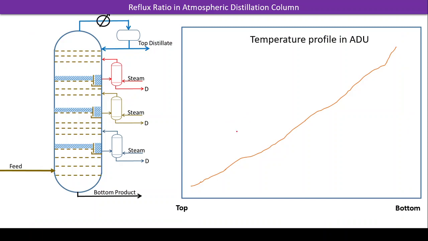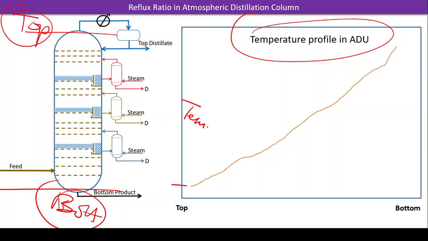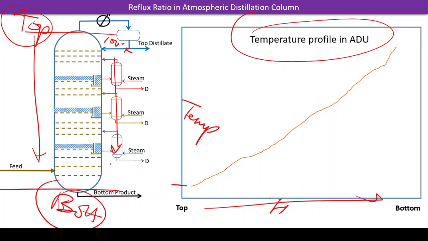Before that, one very important thing is the temperature profile in the atmospheric distillation column. For example, this is the bottom, and this is the top. As far as the temperature profile is concerned, this is temperature, this is height from the top to bottom. From top to bottom, the temperature is increasing. Say, for example, if the temperature at the top is 100 degrees Fahrenheit and at the bottom is 500 degrees Fahrenheit, and so on. So this is the temperature profile in any given atmospheric column.